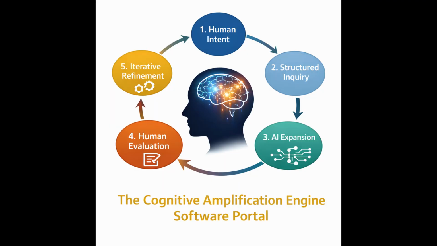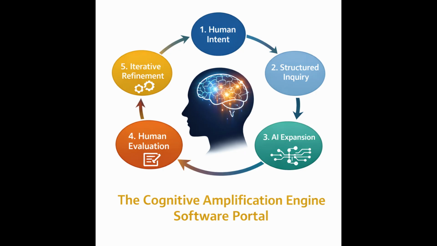In a world flooded with information, the real challenge isn't access to knowledge, it's thinking clearly. The Cognitive Amplification Engine, or CAE, is a software portal designed to help people and organizations think better, decide faster, and move forward with confidence. Rather than replacing human intelligence, CAE amplifies it, combining structured human intent with AI-assisted expansion and deliberate human judgment.